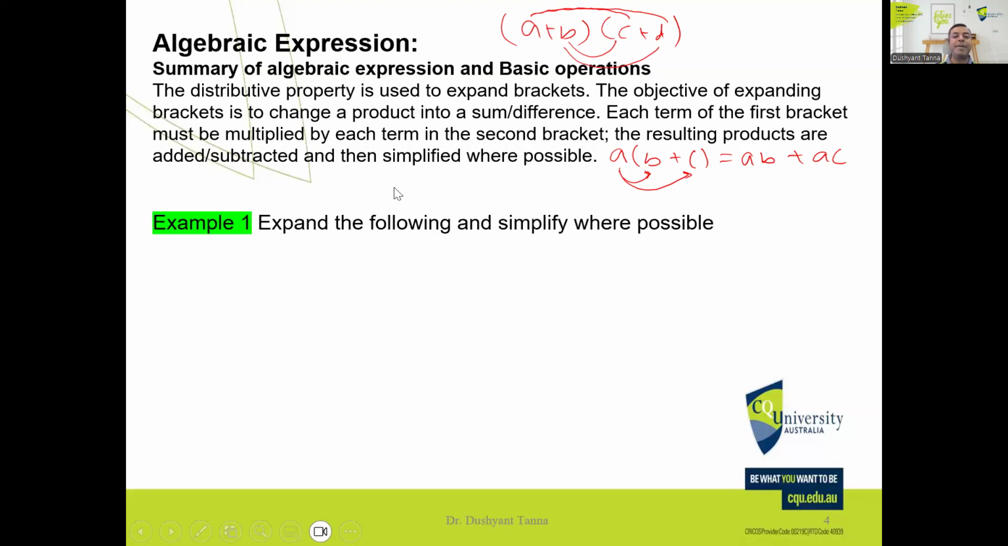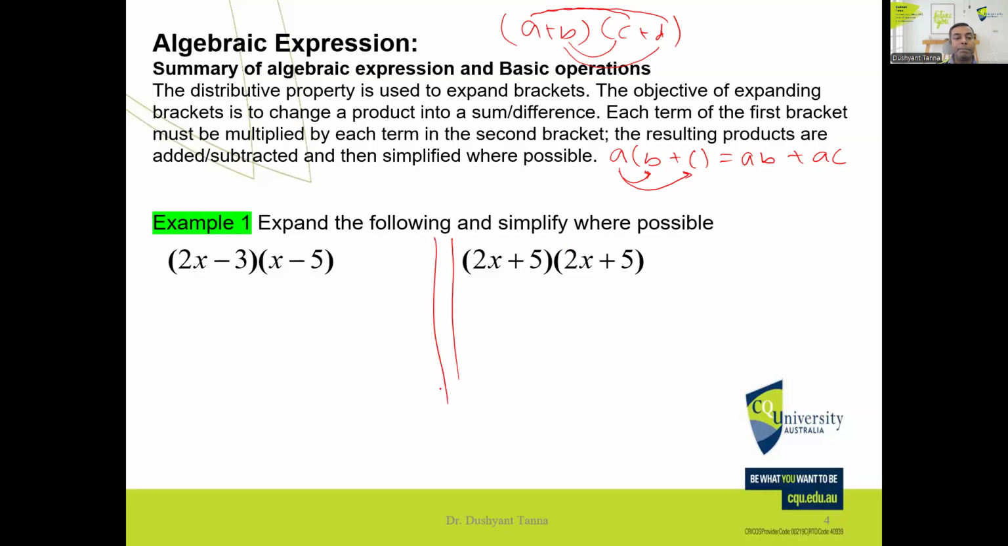Let's look at an example. Expand the following and simplify where possible. Would you like to give it a go while I'm doing it? So just follow this, yeah? So how it works: A times C, A times D, B times C and B times D.